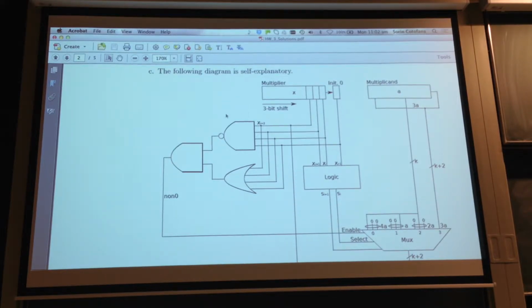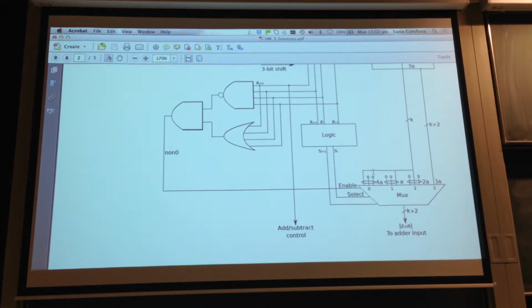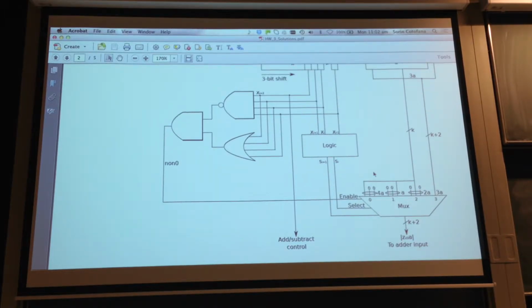Now, this is the logic which is generating the non-zero. This logic is not finished, and you can try to do it. Again, you use a K-map.